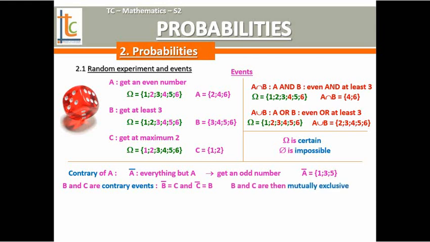So that means that B and C are mutually exclusive. That's another term that has to be defined here. Mutually exclusive means that two events are impossible to realize at the same time. So mutually exclusive events are not necessarily contrary events. An example here: get 4 is an event and get less than 3 is another event. Both are mutually exclusive, but they are not contrary events. The first one is not all but the second one.